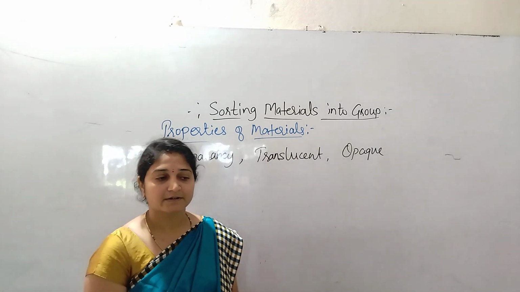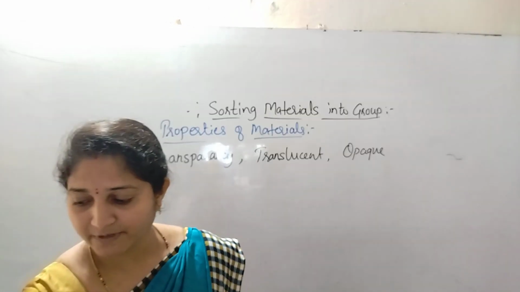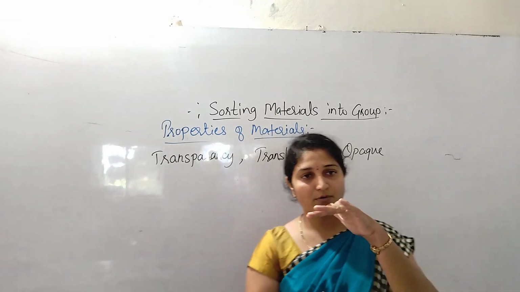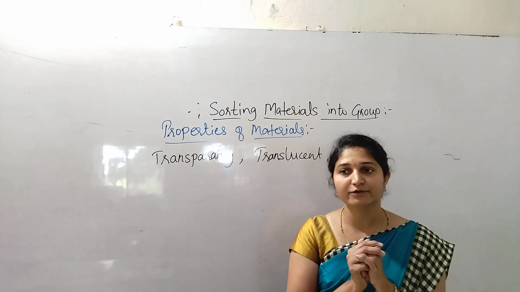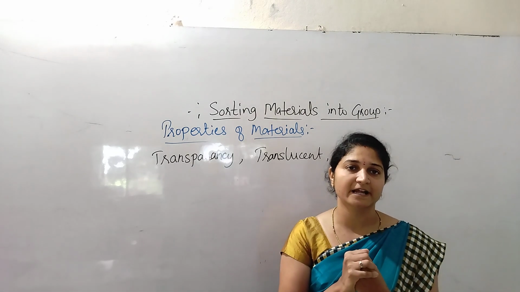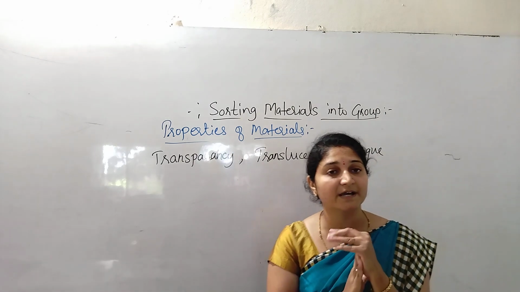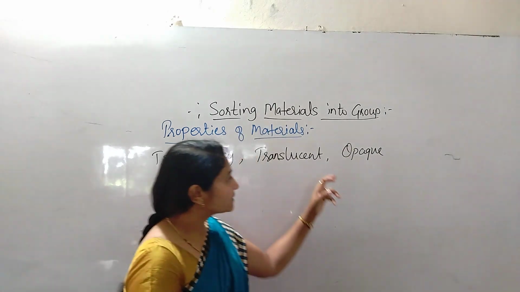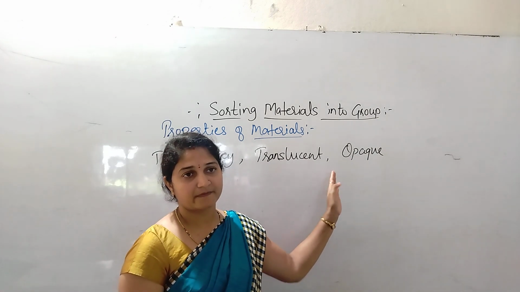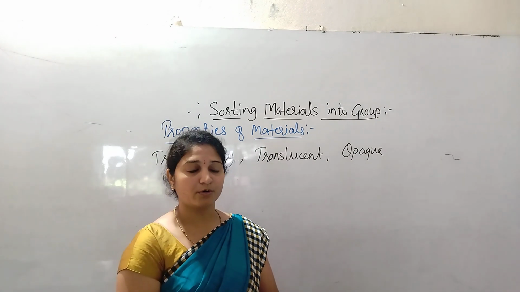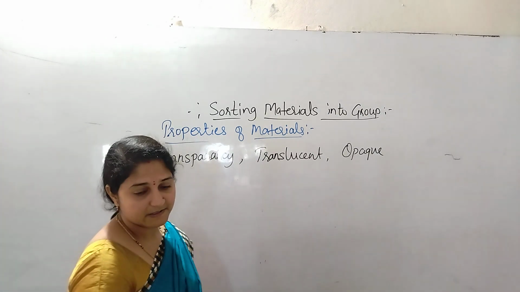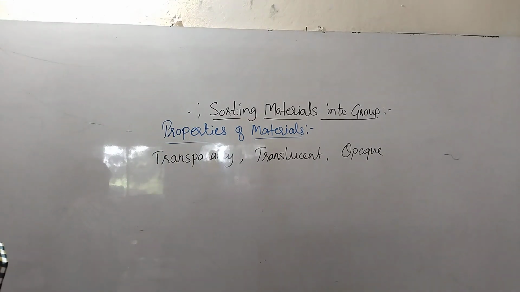Then opaque. Just take a torch and hold your palm in front of it. What are you going to observe? Does your palm allow the light to pass through? No. Now your palm becomes opaque. These objects don't allow light to pass through them. They hold the light back. Such objects we used to call opaque.